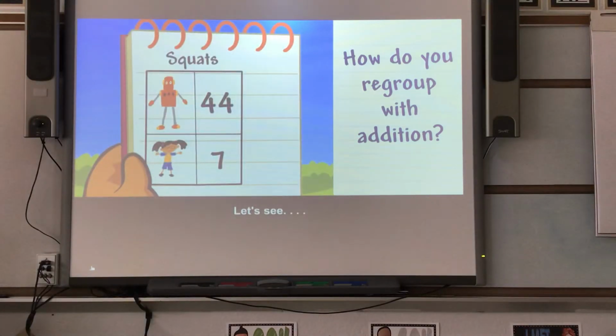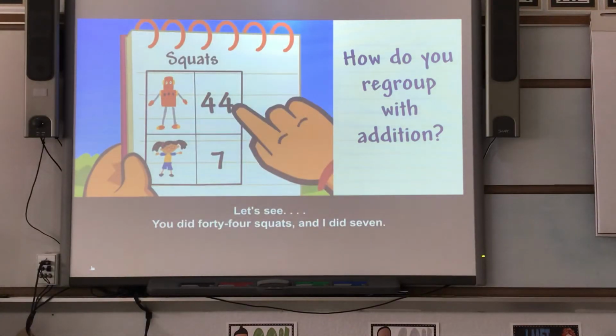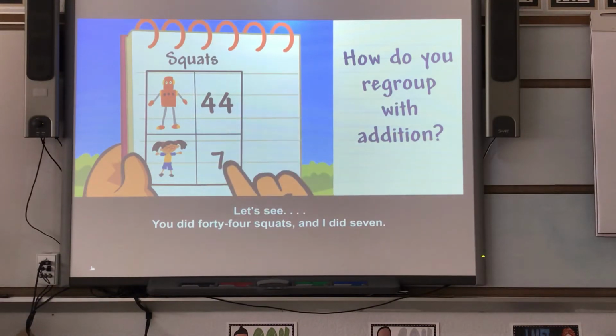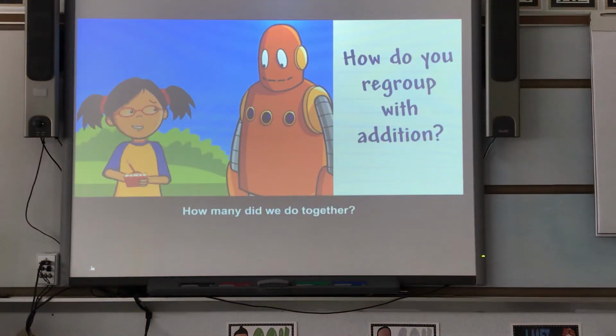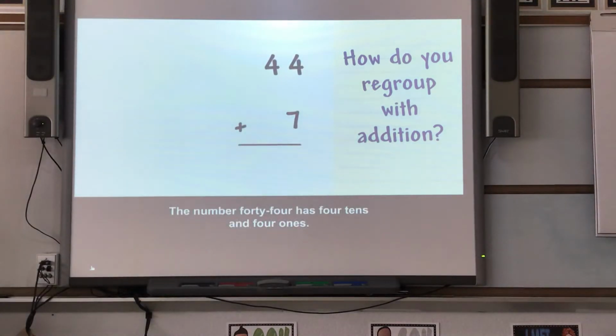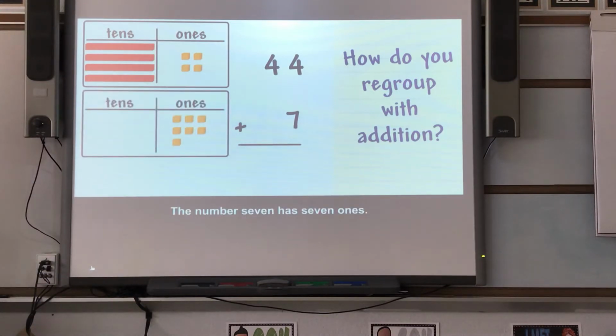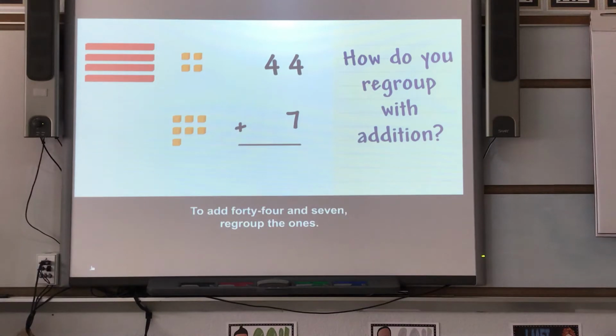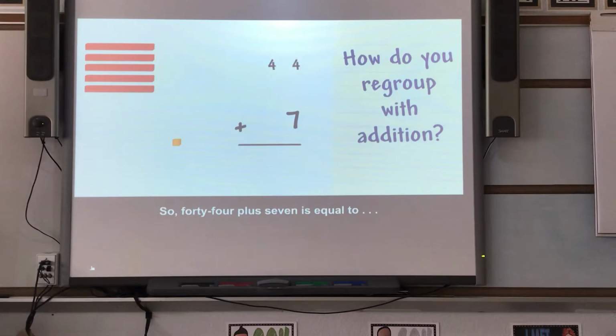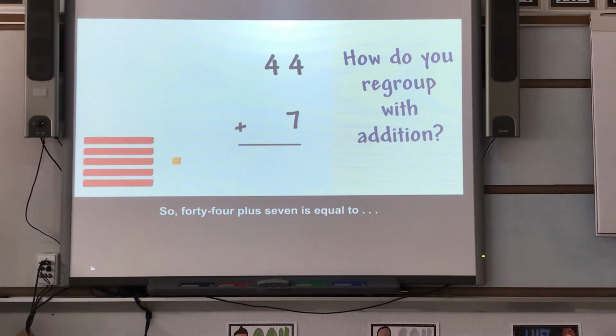Let's see. You did 44 squats, and I did 7. How many did we do together? The number 44 has 4 tens and 4 ones. The number 7 has 7 ones. To add 44 and 7, regroup the ones. Trade 10 ones for 1 ten. So 44 plus 7 is equal to 51.